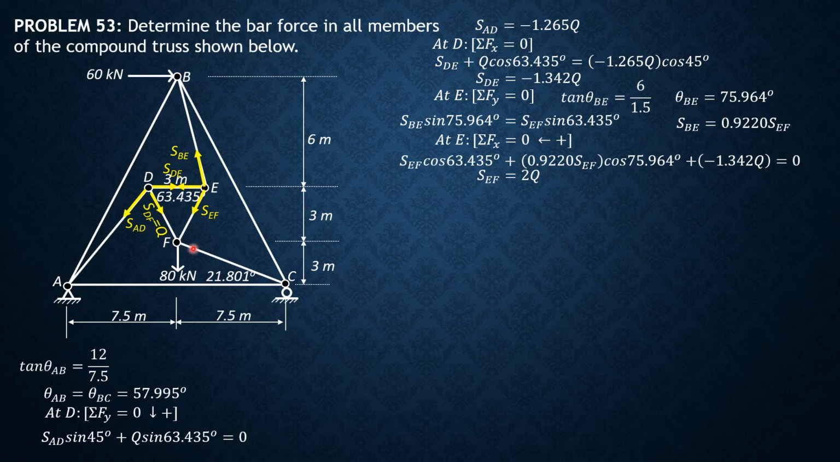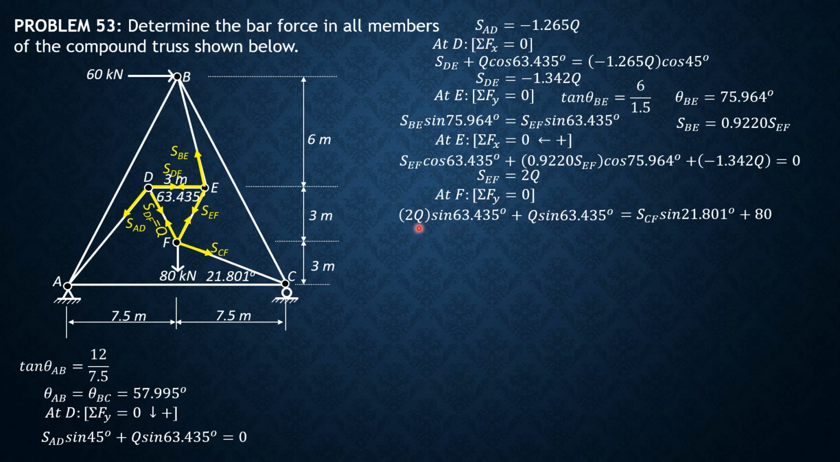Then we compute this angle, arctan of 3 over 7.5. So 21.801. We proceed to joint F. At F, summation forces Y equals 0 first. So these are the forces. SEF, which is 2Q, sine of 63.45 degrees plus Q sine of 63.45 degrees equals SCF sine of 21.801 degrees plus 80.